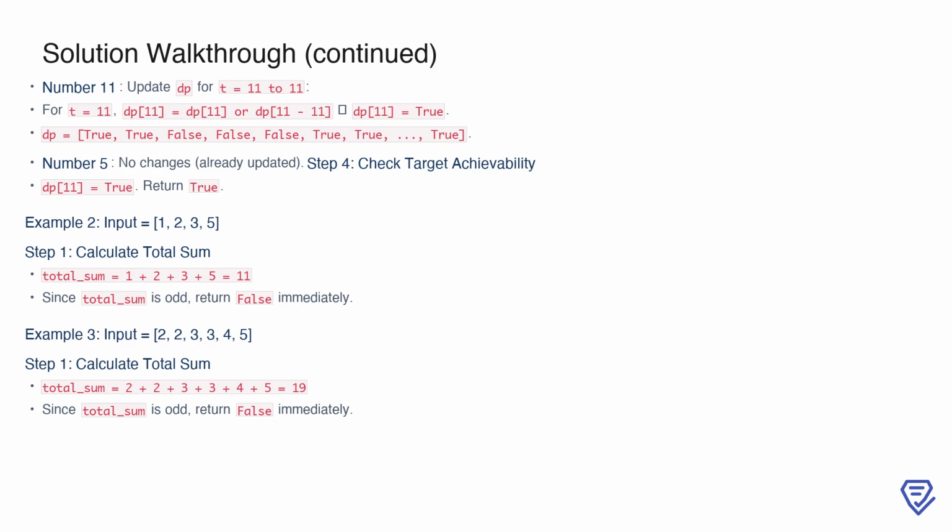For the second example, 1, 2, 3, 5, we quickly calculate the total sum as 11. Since the total sum is odd, it's impossible to create two equal subsets, so we return false immediately. Similarly, in the third example, 2, 2, 3, 3, 4, 5, the total sum is 19, which is also odd. Again, we can conclude right away that partitioning into two equal subsets is not possible, and we return false.